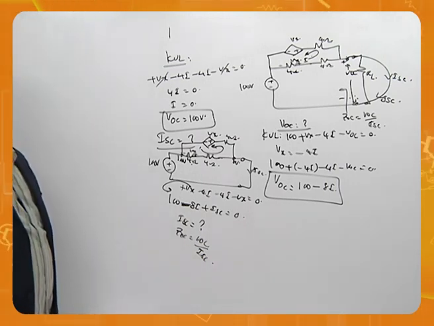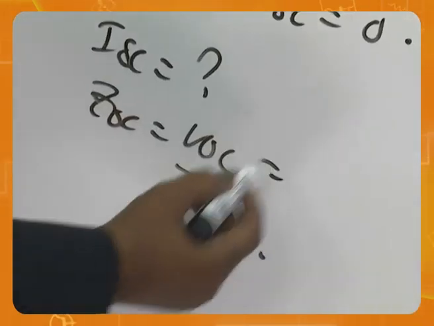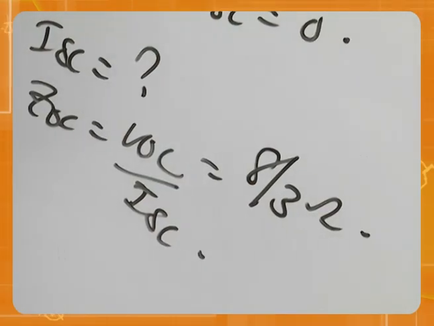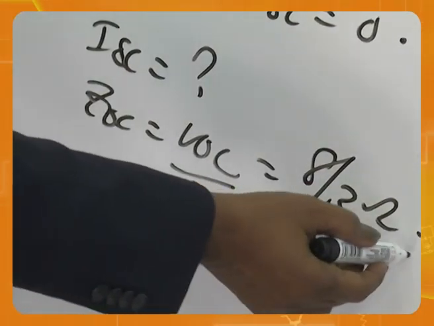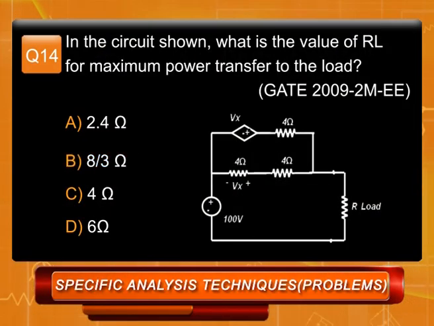So, what is the value that we get here? If you solve all this, you will get 8 by 3 ohms. Whatever you got there and whatever you get here, if you substitute, 8 by 3 will come. That is the option.